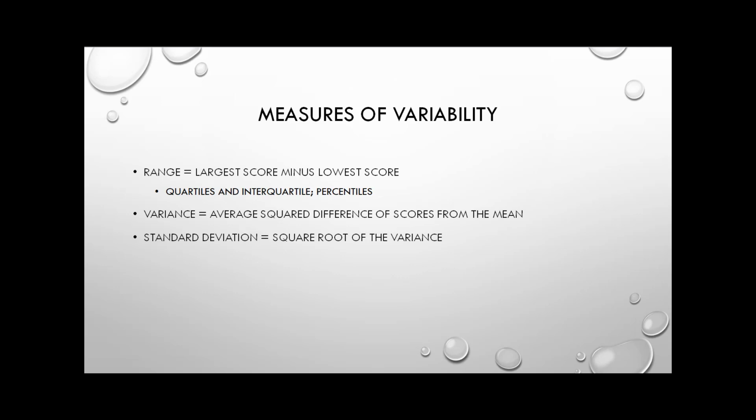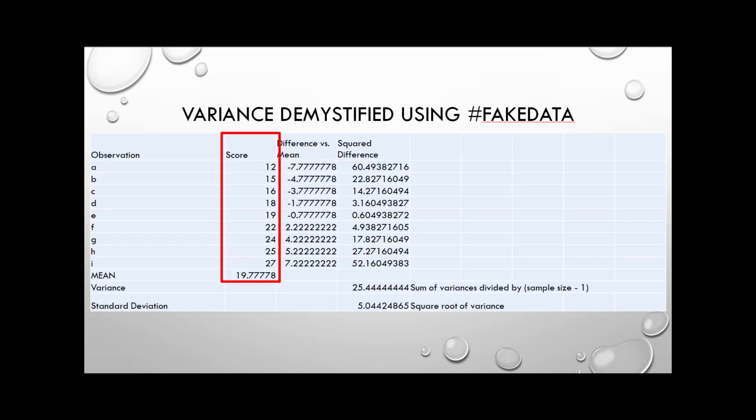Just let us know. Variance is the average squared difference of the scores from the mean, and the standard deviation is the square root of that variance. So here is how we get the variance, or calculate the variance if we wanted to.